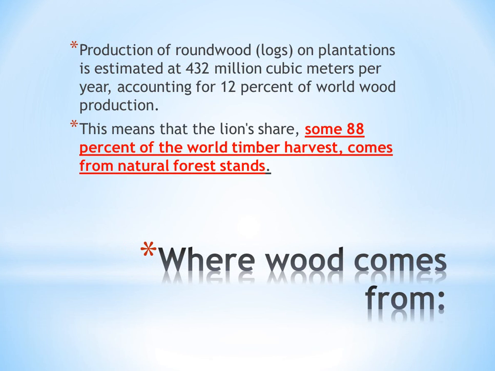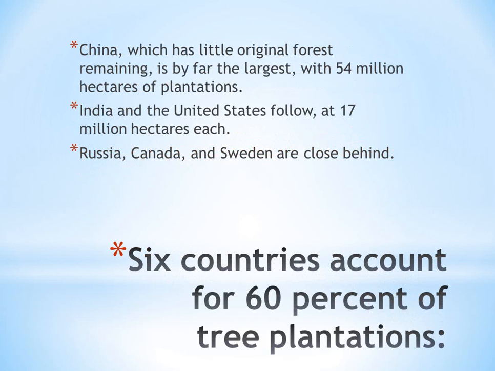Where wood comes from. Production of roundwood, logs, on plantations is estimated at 432 million cubic meters per year, accounting for 12% of world wood production. This means that the lion's share, some 88% of the world timber harvest, comes from natural forest stands. Six countries account for 60% of tree plantations. China, which has little original forest remaining, is by far the largest, with 54 million hectares of plantations. India and the United States follow, at 17 million hectares each. Russia, Canada, and Sweden are close behind.